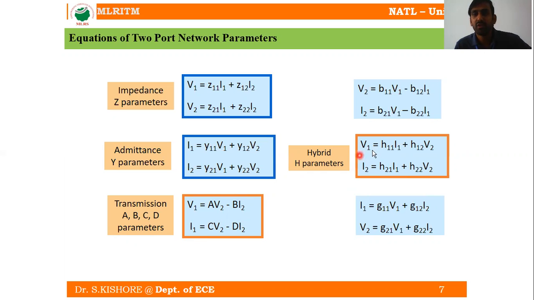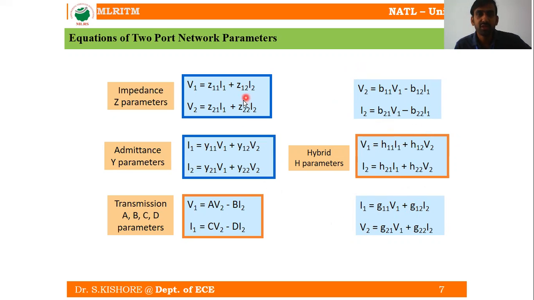And in the hybrid parameters, V1 and I2 are our dependent variables and I1 and V2 are our independent variables. Right. Inverse, this is known as the inverse transmission parameters: V2 and I2 are our dependent and V1 and I1 are our independent. Whereas in G parameters, I1 and V2 are our dependent variables and V1 and I2 are our independent variables.